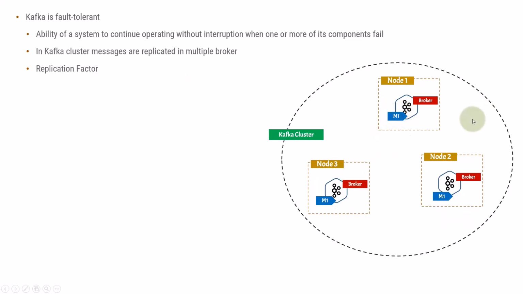brokers. Now let's say node 1 crashes, or it is located in a certain place and the power goes off and everything is shut down. So this node 1 crashes and all its messages are lost. My message 1 is lost there, but since it is replicated in node 2 and node 3, my message is not lost. The end user will see that they can still access message 1 from either node 2 or node 3.